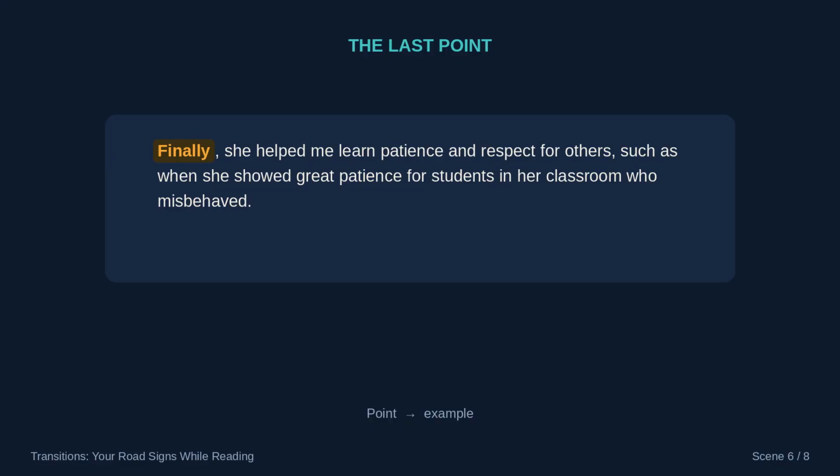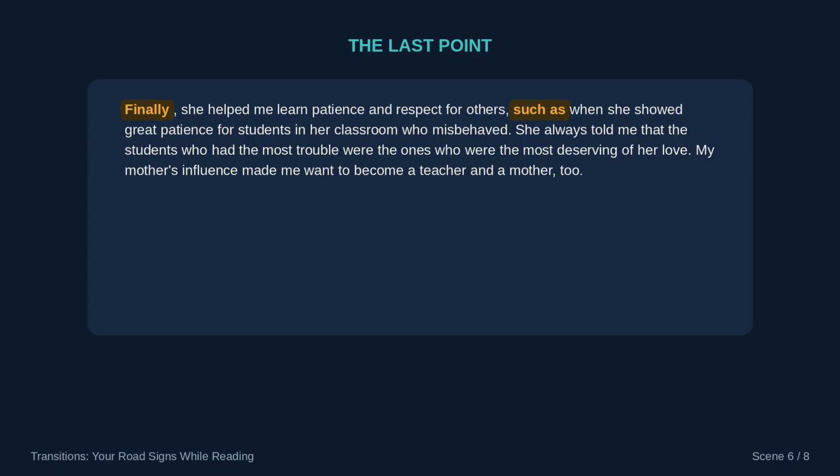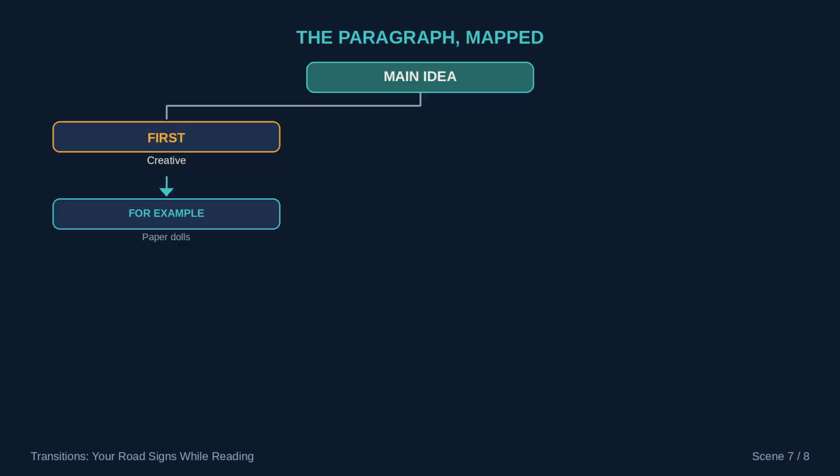Then we get the transition word finally. That's another important road sign for us, and it tells us that we're approaching the last point in the writer's list. And again, you have an example transition such as that signals that we're about to get an example. So again, you see a point followed by an example.